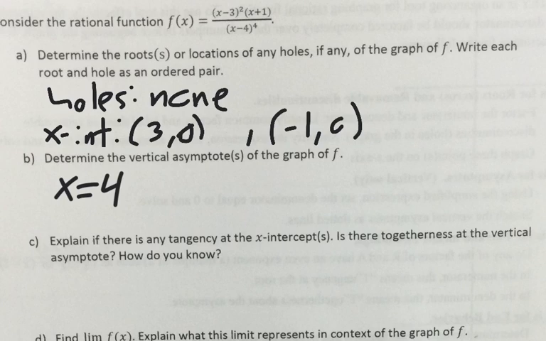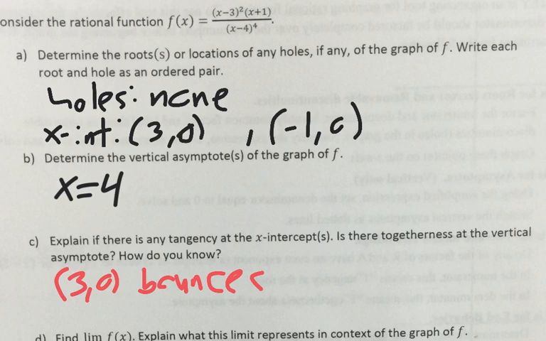Next, tangency and togetherness. Is there any tangency at the x-intercepts? Yes. Which one? At (3, 0), it bounces. That's what I'm going to say. They may use different verbiage. It's going to bounce at (3, 0).